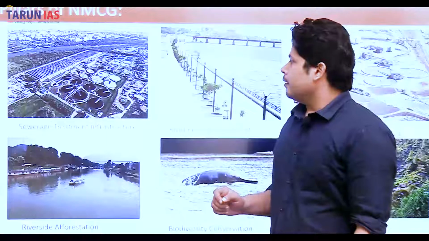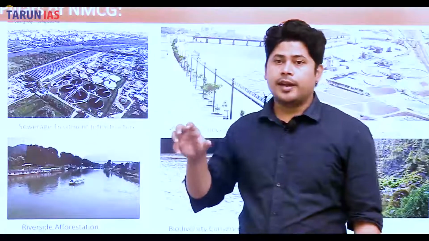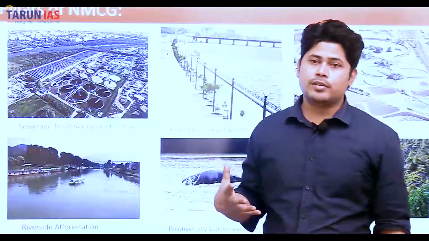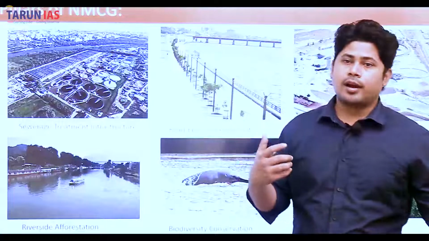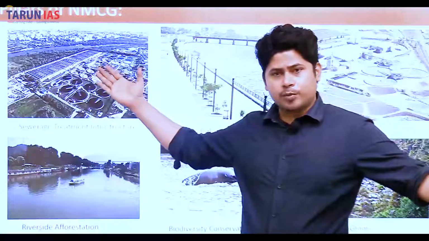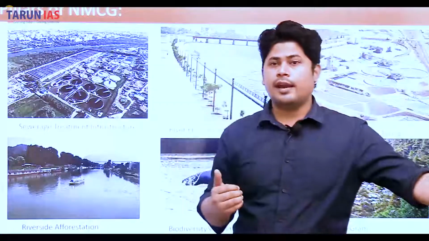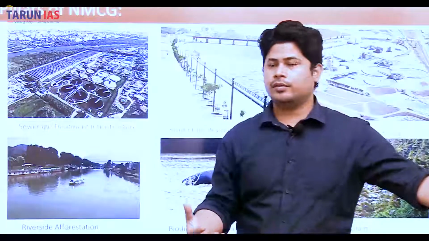Because this sewerage creates a lot of pollution in the river in the form of coliform levels. Coliform levels are specific bacteria which are contained in the human feces. So that needs to be put out of the river, because that changes the biochemistry of the river and hence the biodiversity of the river.